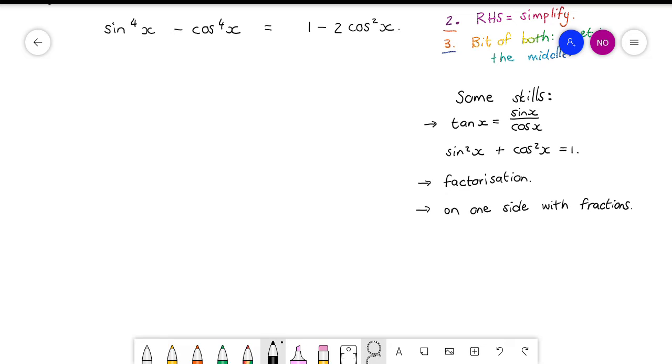If you're working with fractions on the one side, then combine all of them into one fraction. So get a common denominator, put them all on one fraction.